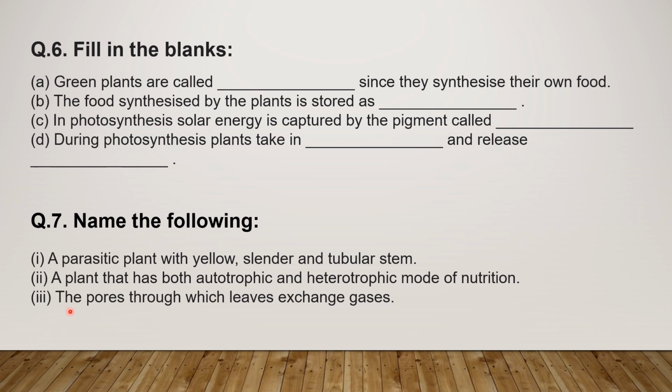Third question, the pores through which leaves exchange gases. The name of those pores, stomata. Okay, so this is the function of the stomata. Leaves, through the stomata, exchange gases, carbon dioxide and oxygen. So those pores are called stomata.